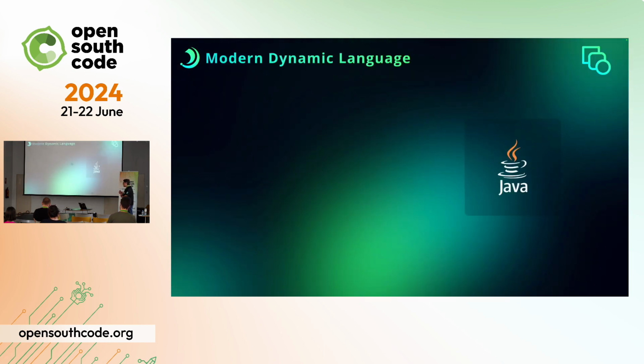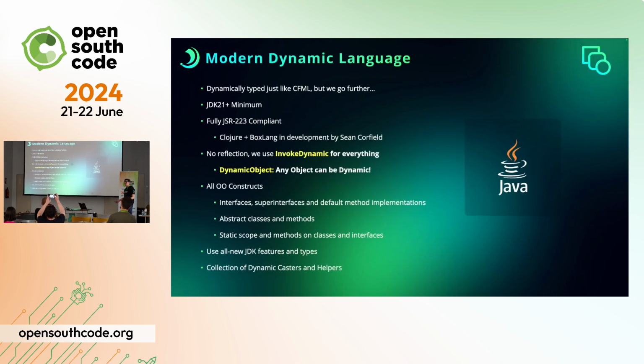Now, the important thing for us was, of course, Java. Java is our core, so Java 21 is our minimum. So we're starting off with what's supported now. We also are fully JSR 223 compliant, which is basically giving you the ability to do scripting with dynamic languages in the Java virtual machine. You can actually talk to even other languages.